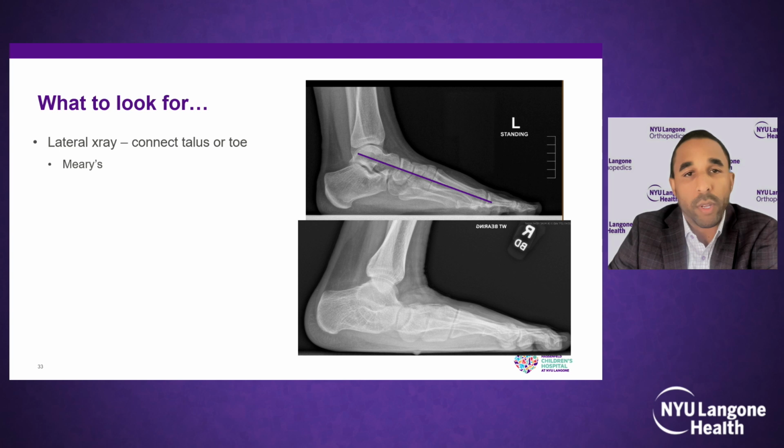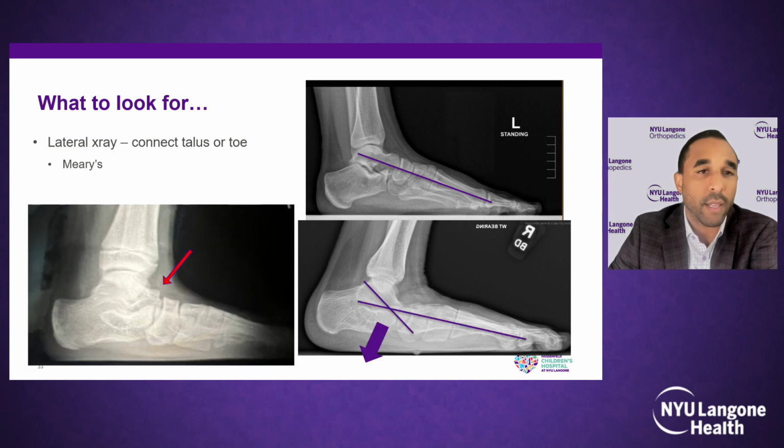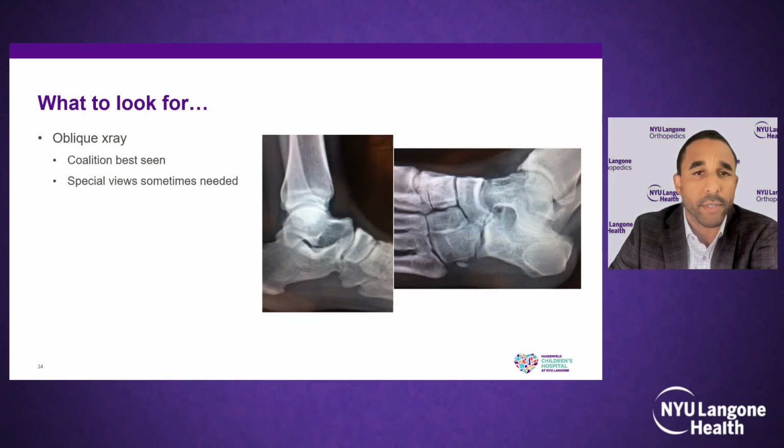On the lateral, we're looking at the arch. Again, this is Meary's line, so straight down the talus, straight down the toe. When the angles do not follow each other, that's that collapse. Also look for little areas of impingement, bone spurs. The oblique x-ray is great just for looking at other bony anatomy.